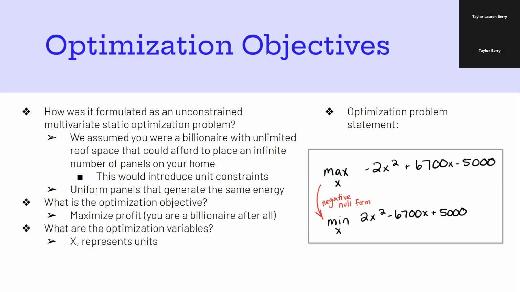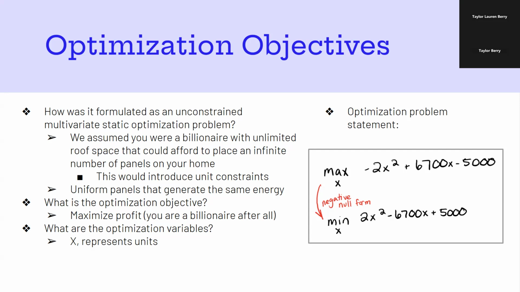The way that this is an unconstrained problem is because I didn't put any constraints on X. So we assume that we had an infinite amount of money to invest and infinite space. So if we get some absurd number later on, obviously it's not going to represent one home, or maybe it could, but it might be more than one home, definitely. Things like space and money would introduce unit constraints.